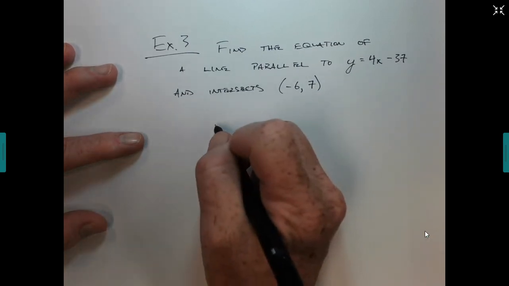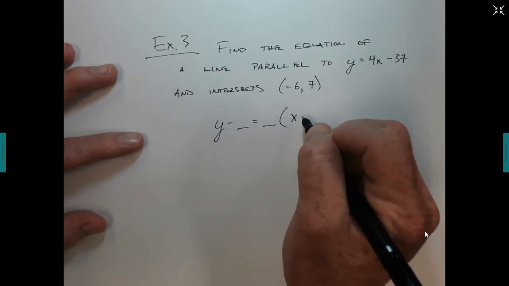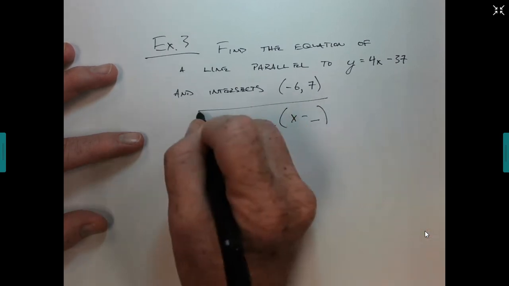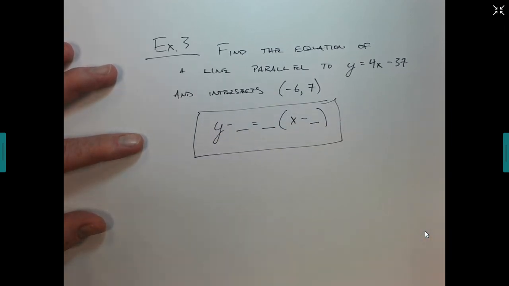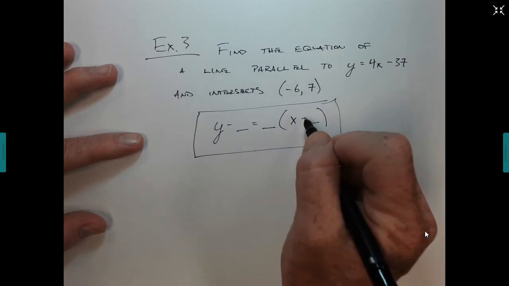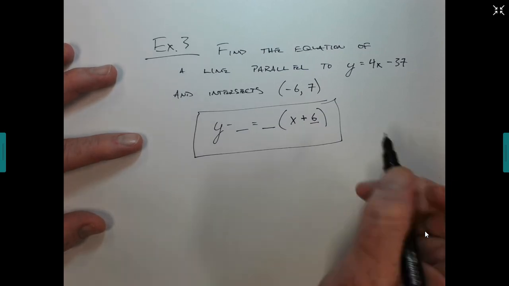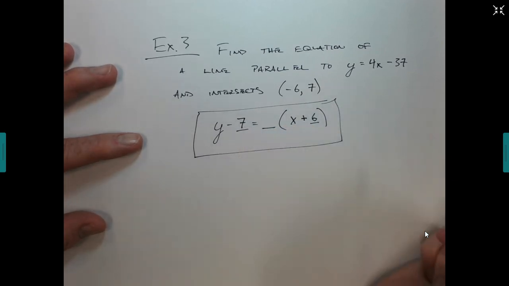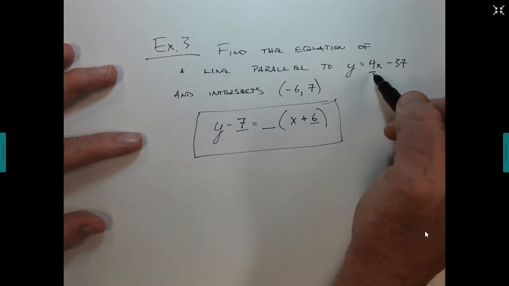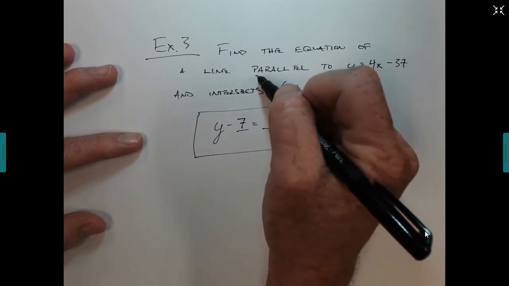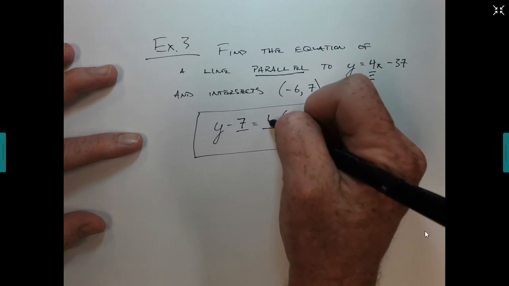So again, I highly recommend plugging into point slope because all I need to find is slope and a point, and I can be done. I'm already going to throw a box around it. Well, the point's pretty obvious. I'm going to go -6, which is going to change that sign, and I'll put the 7 in right over here. The only question is, what's the slope? Well, the slope of this line right here is 4. And if my line's going to be parallel to it, then I'm just going to also put in 4.